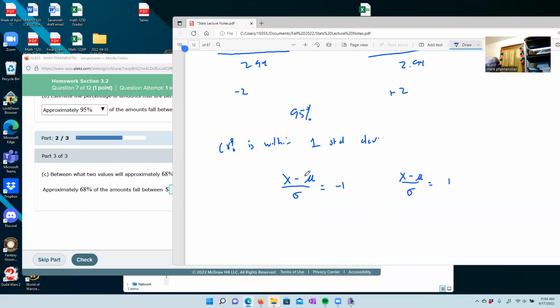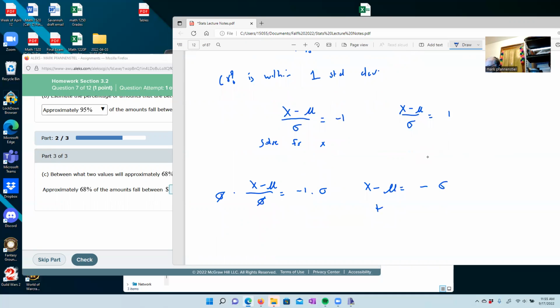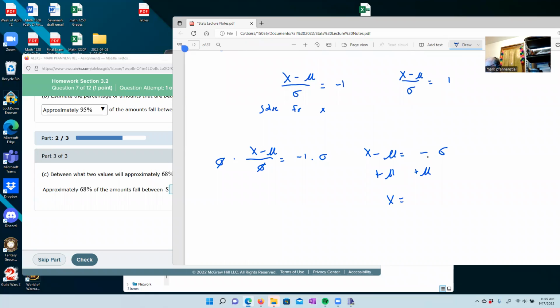Okay. And now what we're going to do is solve for x. We have 2 problems to go with. So the first thing I'm going to do here is, well, how do we get rid of the fraction? We take our x minus mu divided by sigma equals -1 and multiply both sides by sigma. That'll cancel this. We have x minus mu equals minus sigma. And then, solving for x, we're going to add the average to both sides. So we have x equals mu minus sigma.